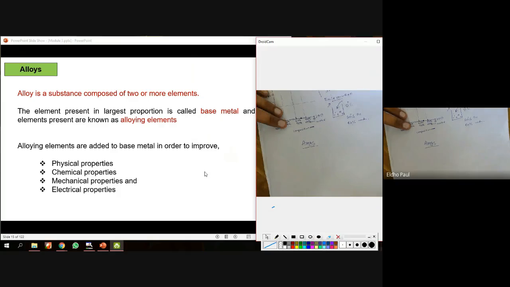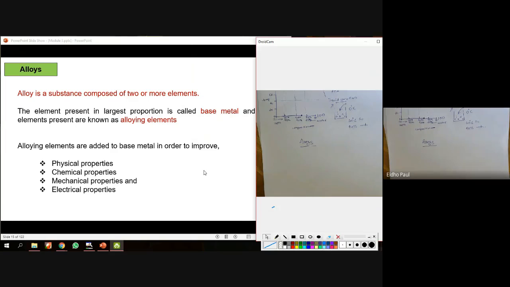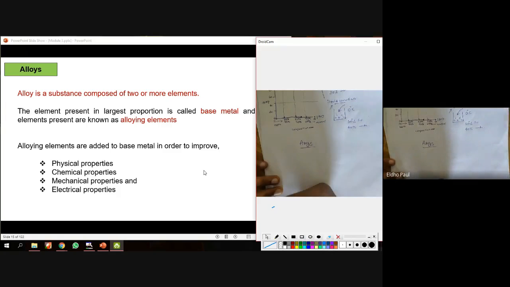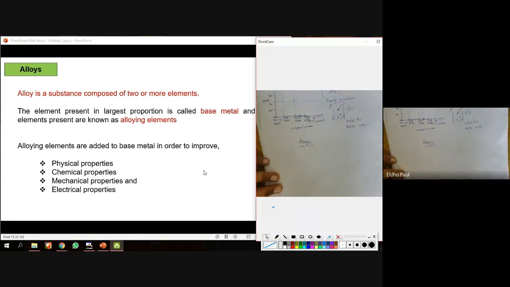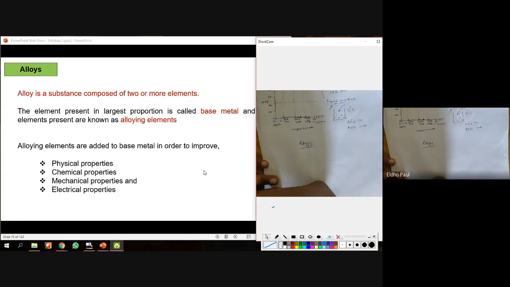So next topic is alloys. Okay. So we have studied about solid solution formation. In case of solid solution, we have two components, solute and a solvent material. So the alloy is a substance composed of two or more such elements. In that alloy formation, that is actually a solid solution formation.